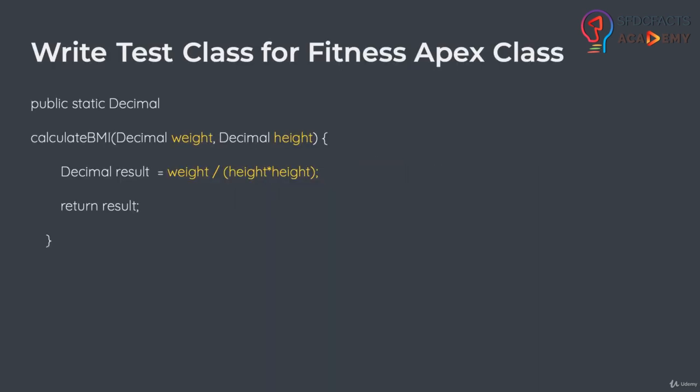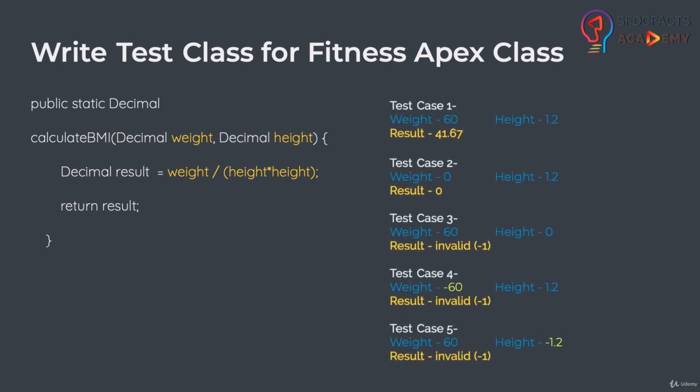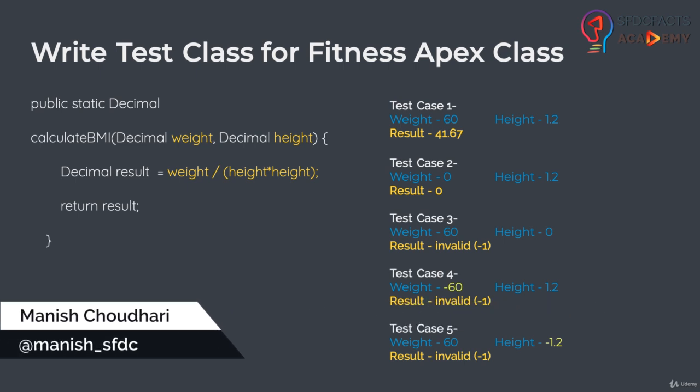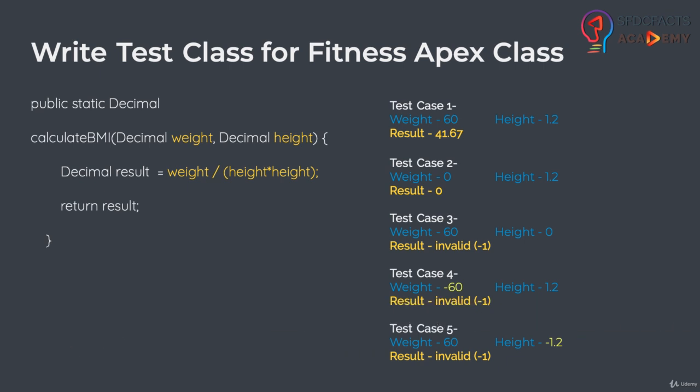So let's try to break it down for each method. First, we are going to talk about the calculate BMI method. I think there should be a total of 5 tests for this one single method, and all of these 5 tests will be testing this method for different values. The first test case is a very positive scenario where weight is a positive number and height is also a positive number, and the result that we are expecting from this method is 41.67, and this is what I got when I divided weight by height squared.